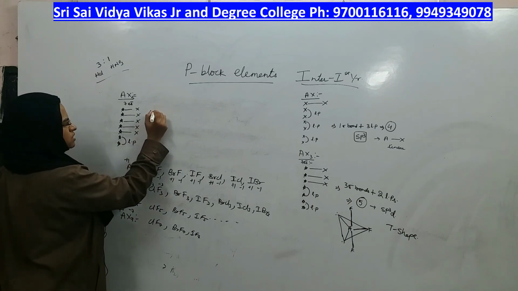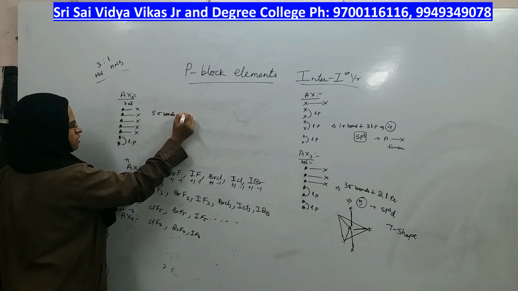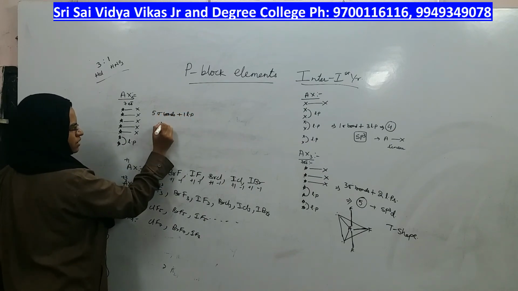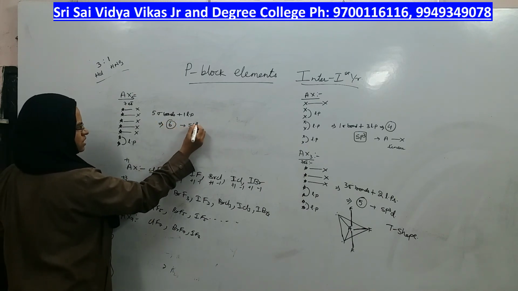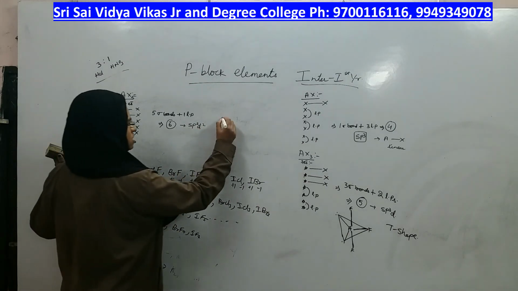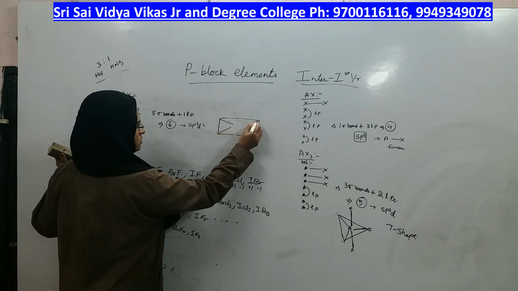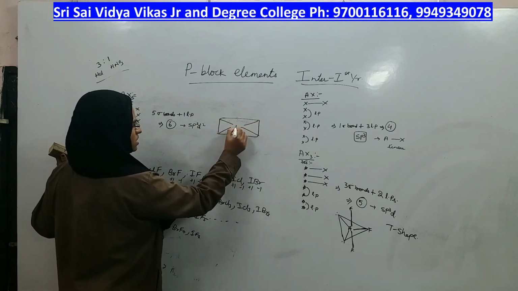So now how many sigma bonds? 1, 2, 3, 4, 5 sigma bonds plus one lone pair. Total what? 6. 6 means which hybridization? sp3d2 hybridization. What is the shape of sp3d2 hybridization? Octahedral. Who is in the center? A.